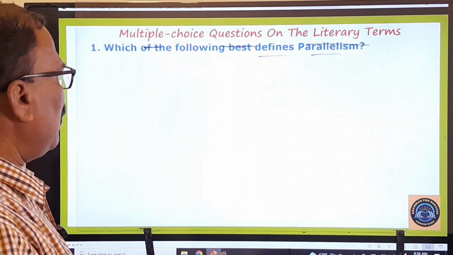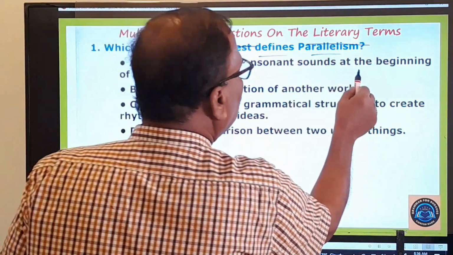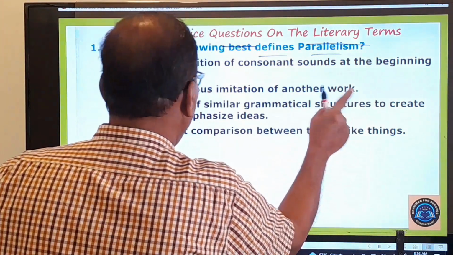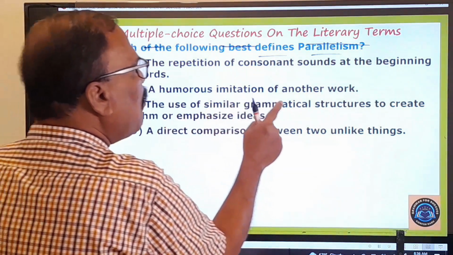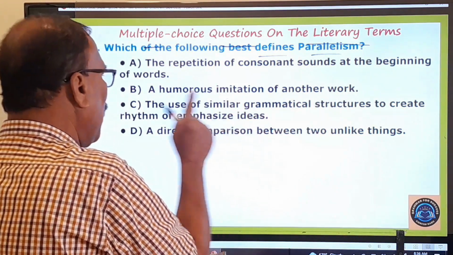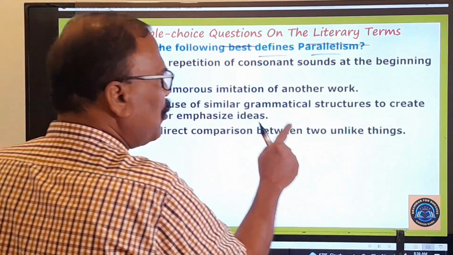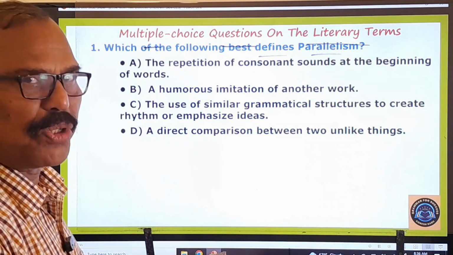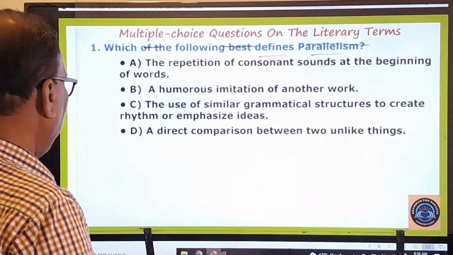What is that parallelism? The repetition of consonant sounds at the beginning of words, a humorous imitation of another work, the use of similar grammatical structures to create rhythm or emphasize ideas, a direct comparison between two unlike things. So you know the correct answer and you choose it. Okay, and you go to the next question.